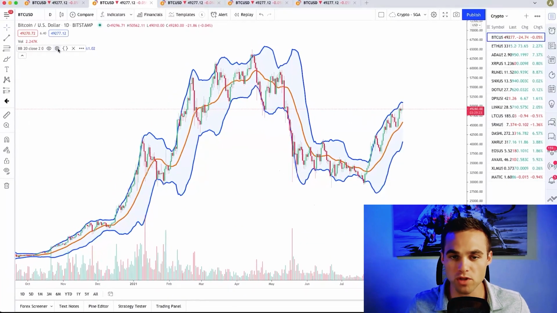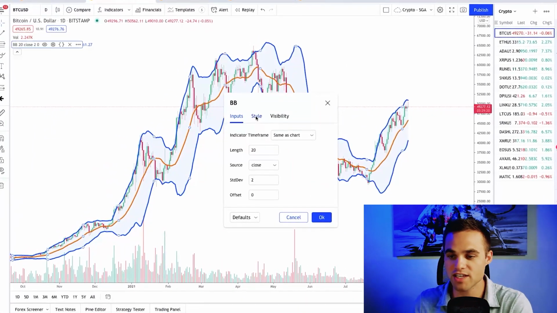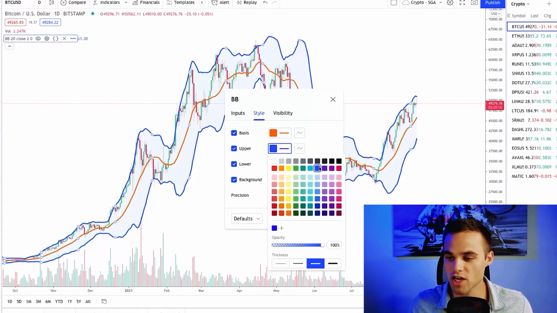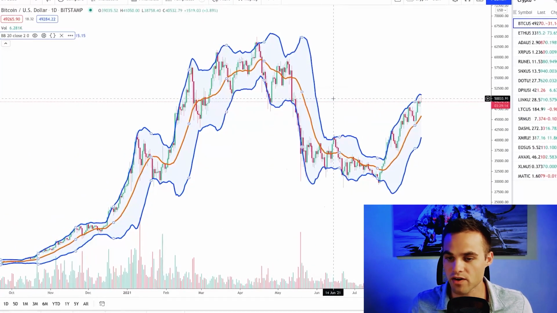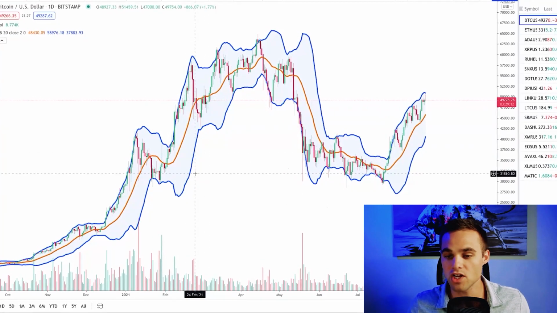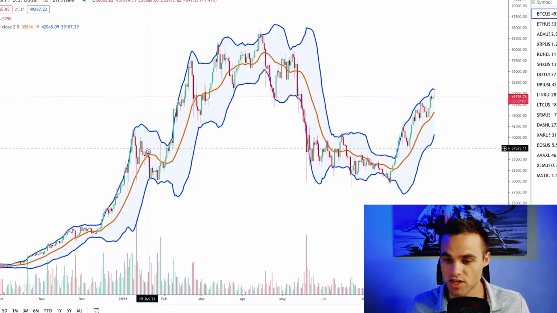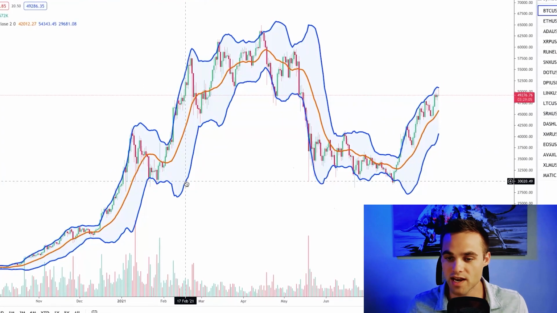Now I've already got the Bollinger Bands on here, but you can change the style of it if you want to make it thicker or a different color. You just come in here, change the color and make it thicker, but this looks pretty easy to tell. So the Bollinger Bands basically give you a volatility range that we can see price kind of moves in and out of.